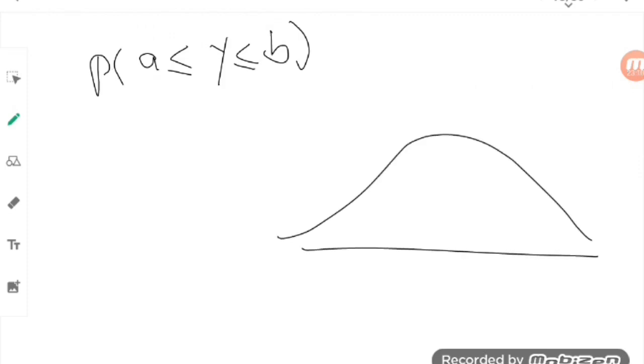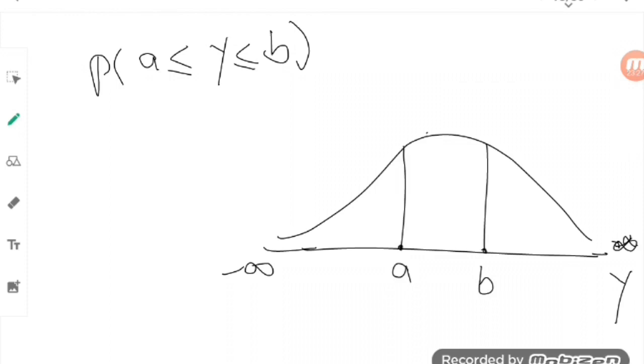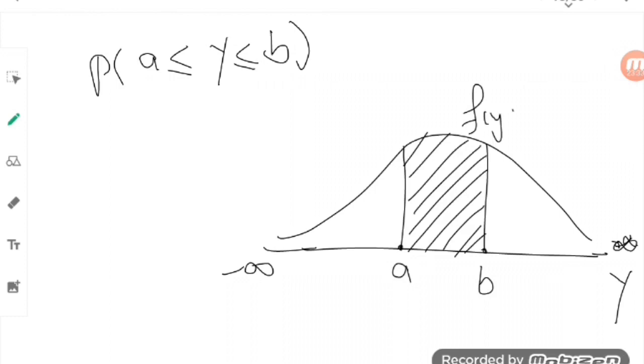Here we need to find the probability that y lies between two endpoints a and b, where a and b are real values. Let's imagine we have a random variable defined from negative infinity to infinity like this, and we are specifying a certain interval, which is a to b, and we need to find this area under the PDF.